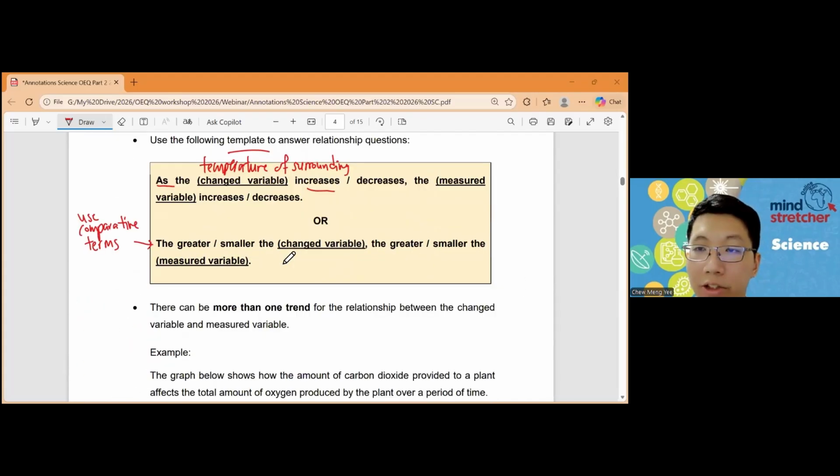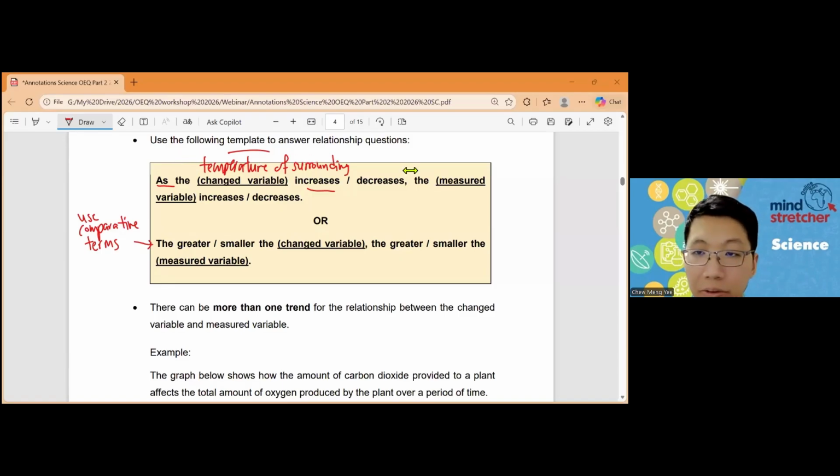Which of them is more suggested to write in PSLE? Actually, either one. Or you can come up with your own version as long as you get the trend correct. So both these two are the suggested ones. Up to you to choose, whichever you feel more comfortable with and easier to write. So just write what comes naturally in your head, no need to overthink. Just choose one. If you want to go with the first one, just go with the first one all the time.